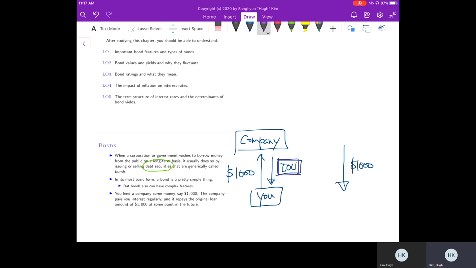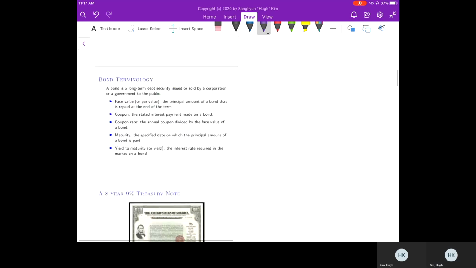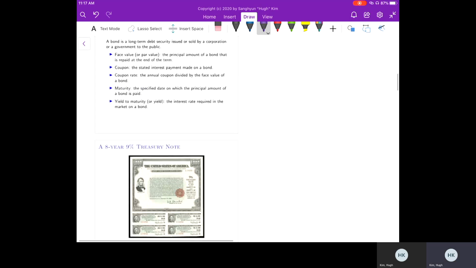And the bond looks like this. It's an example of a US Treasury note. And there are many terminologies about a bond. The face value or par value is the principal amount of a bond that is repaid at the end of the term. So in this example, the face value is $1,000.